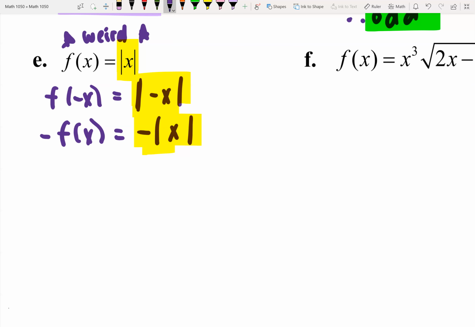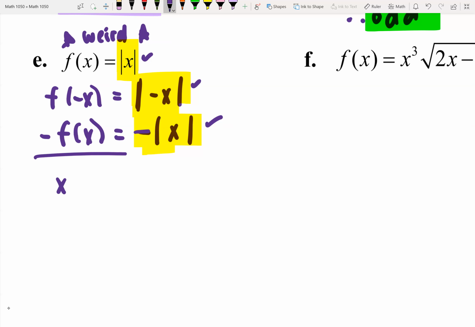Yeah, this guy is going to be positive. An absolute value is always positive. This guy's going to be positive. This guy is without a doubt going to be negative because of that negative sitting down there. So I know this negative f of x is not going to be equal to anything. Therefore, I know it's not going to be odd, because odd means the negative is the negative. So the answer is either even or the answer is neither.